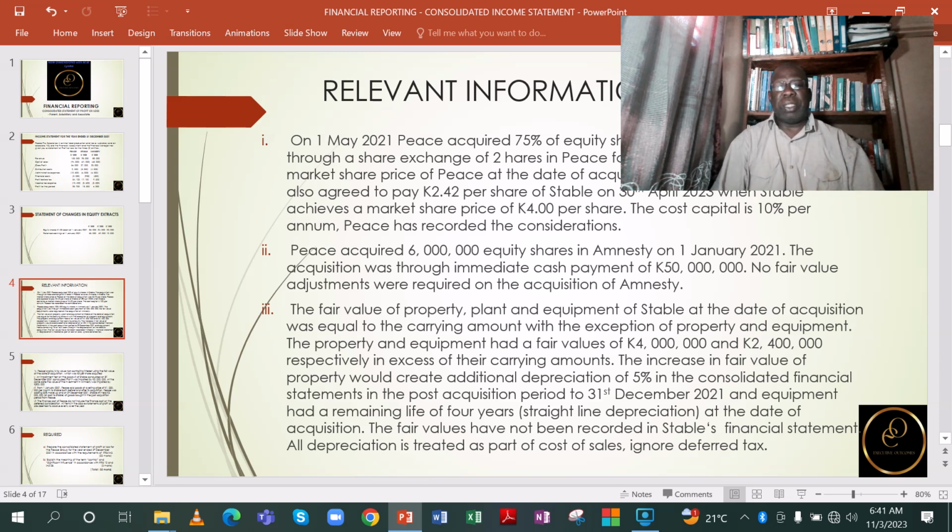Then we are informed in this question that the increase in fair value of property would create additional depreciation of 5% in the consolidated financial statements in the post-acquisition period to 31st December 2021, and the equipment had a remaining life of 4 years, with straight line depreciation recommended at the date of acquisition. The fair values have not been recorded in Stable's financial statements, all depreciation is treated as part of cost of sales, and we are advised to ignore deferred tax.